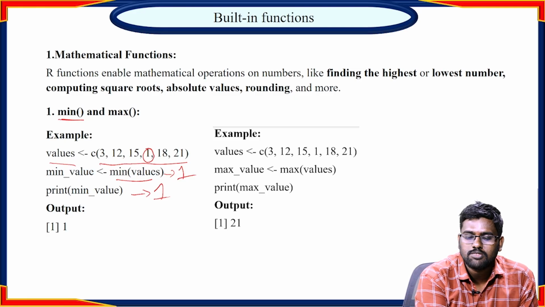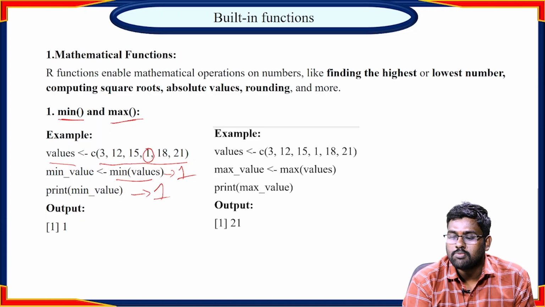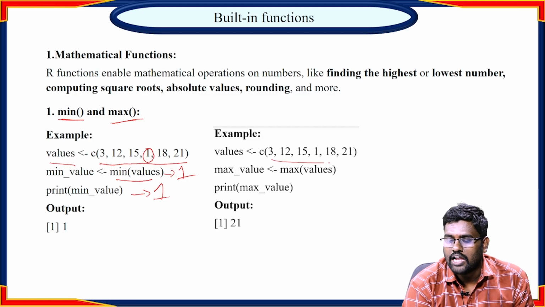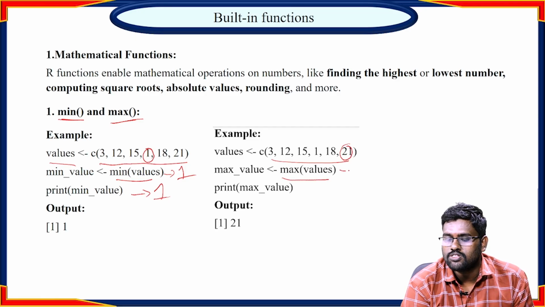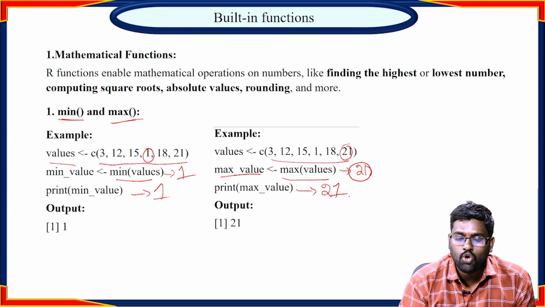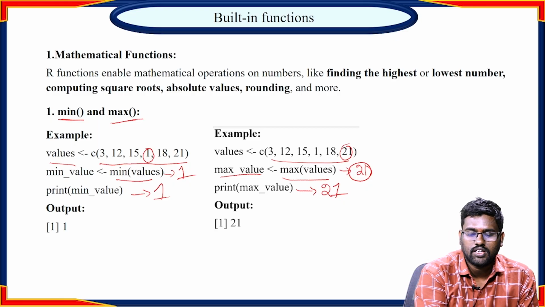Second one is the maximum function. The maximum function is used to retrieve the maximum value available in the given vector. Consider all these values. Out of these, we already know 21 is the highest value. So when we call max of values, it takes 21 and 21 will be stored in max value. Print of max value prints 21 directly in the given example. That is about the minimum function and maximum function.